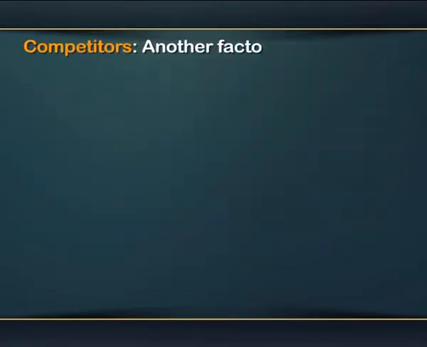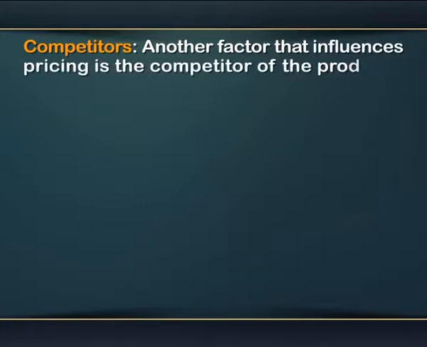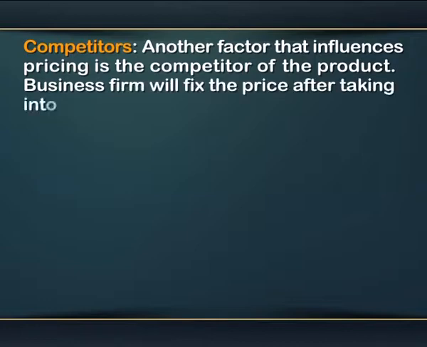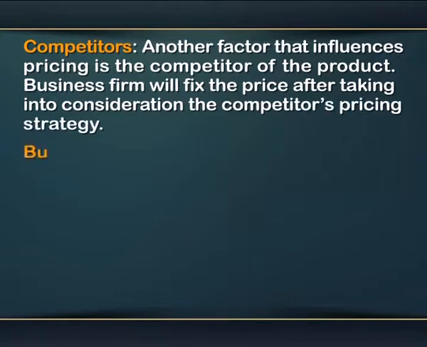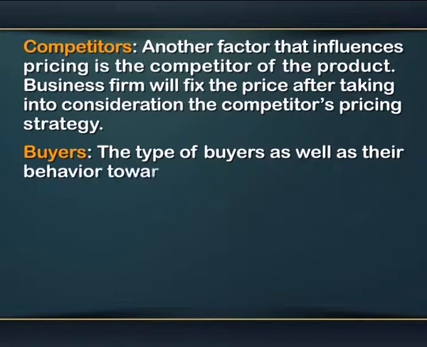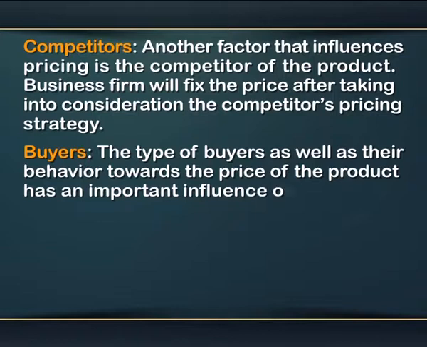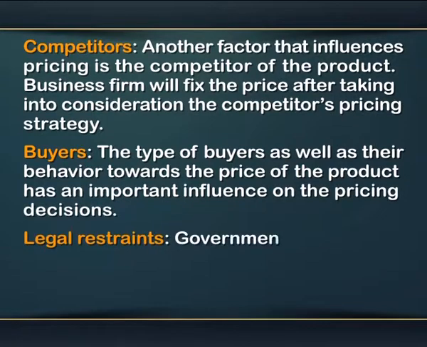Competitors. Another factor that influences pricing is the competitor of the product. The business firm will fix the price after taking into consideration the competitor's pricing strategy. Buyers. The type of buyers as well as their behavior towards the price of the product has an important influence on the pricing decisions.